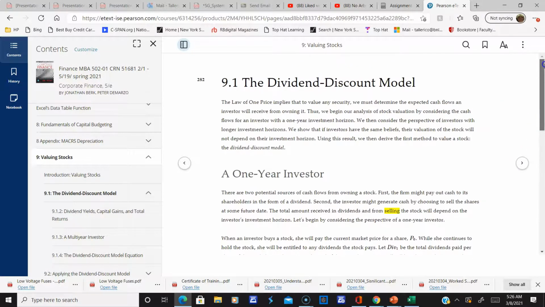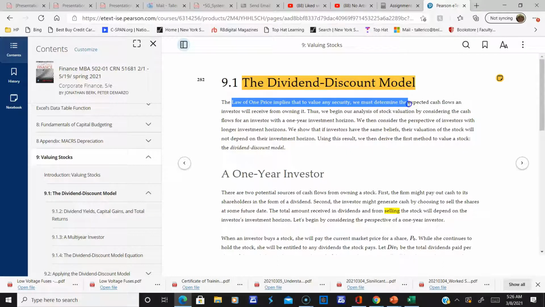All right, so the first thing we're going to look at is the dividend discount model. This is probably one of the most important models, even though it's maybe not realistic in life. The law of one price, again, implies that to value any security, we must determine the expected cash flows an investor will receive from owning it. And we've known that; that's been repeated many times.